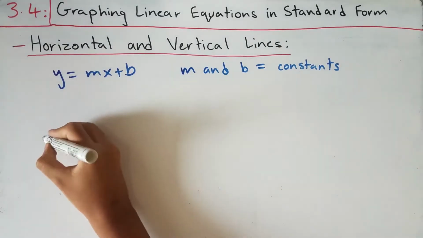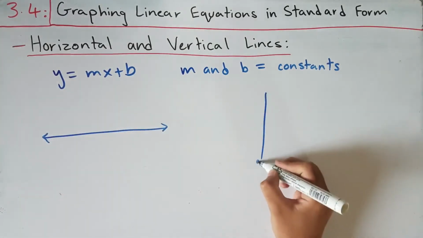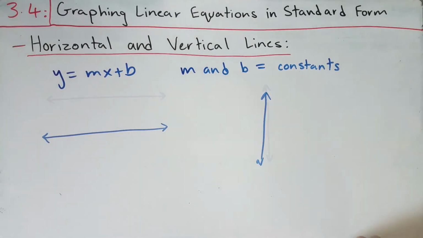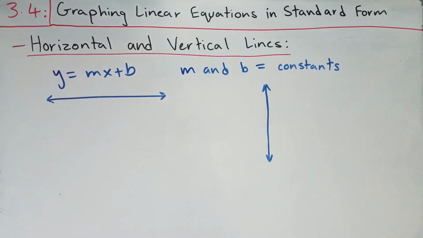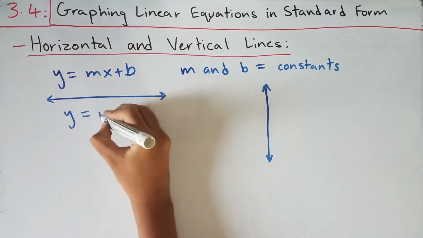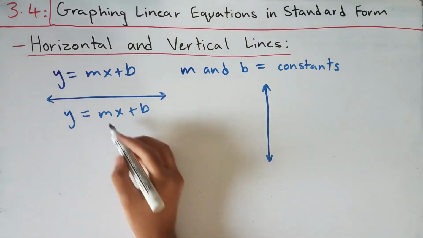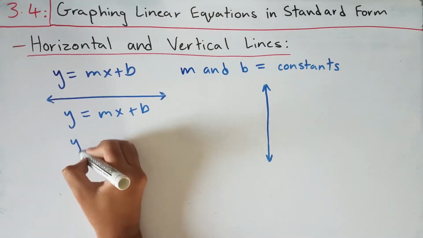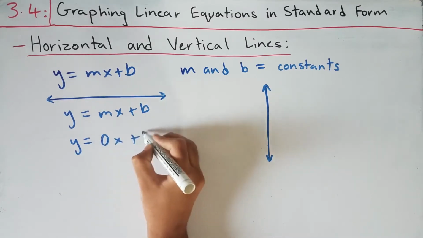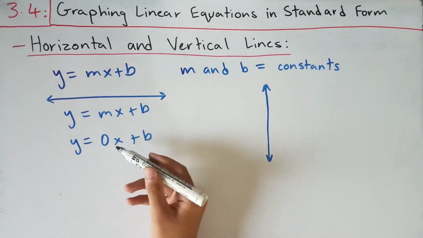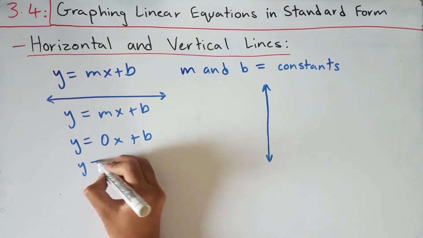But what about horizontal and vertical lines? What equations represent these two lines? Let's look at the horizontal line. When you're writing the equation for a horizontal line, we get y equals mx plus b. However, the m value is 0 in this case. So we get y equals 0x plus b. And we know that anything multiplied by 0 is simply 0. So y equals b.